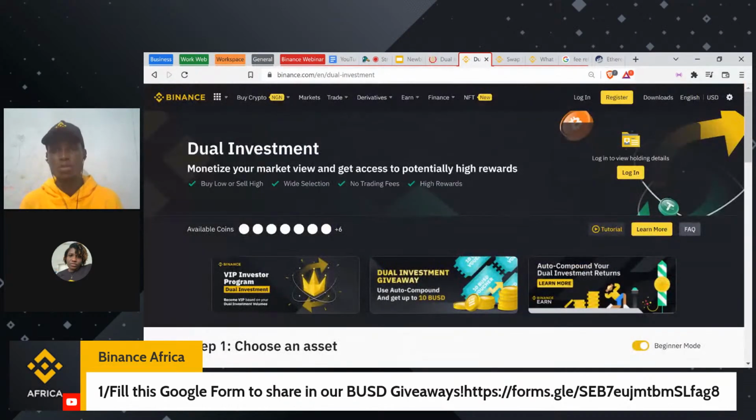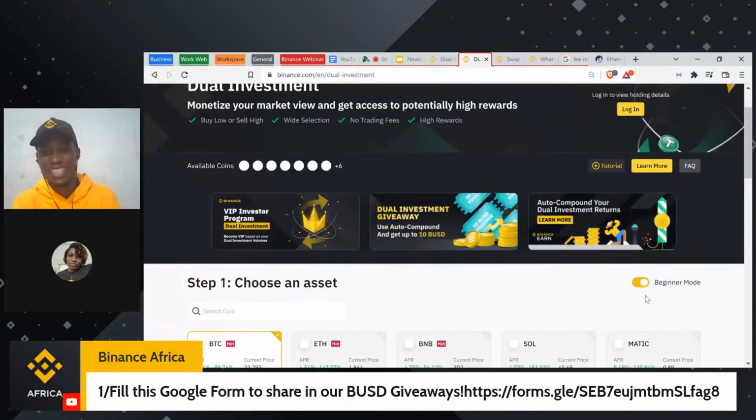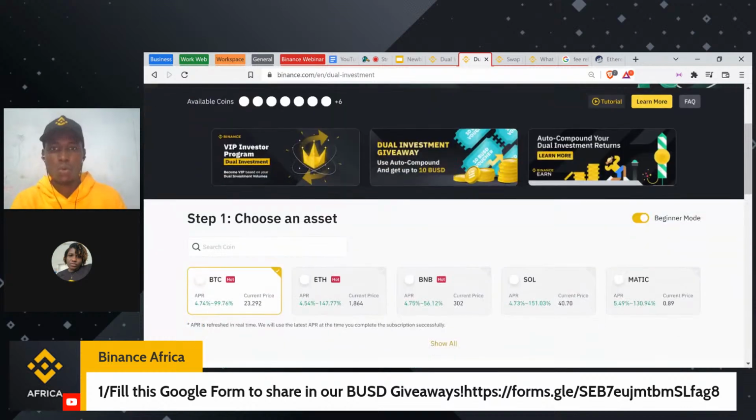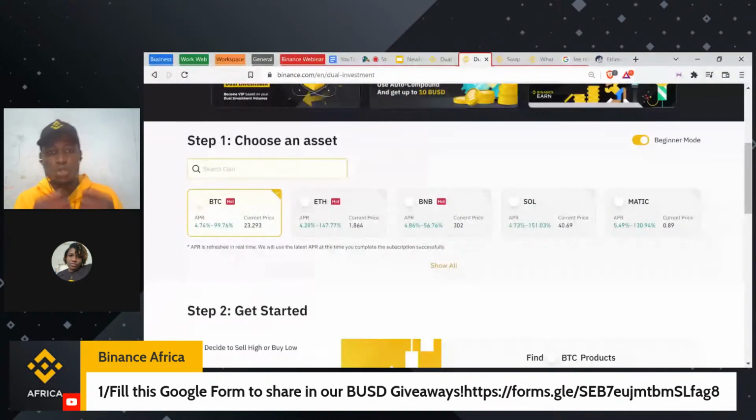Now, by default, the Dual Investment page is set in the beginner mode. This is to help you, if you're coming there for the first time, to easily subscribe without any issue, without being confused at all. When the page is launched, you can search for a particular coin you have interest in, that you are holding in your wallet, to be sure that it is on the list of the available dual investment products.